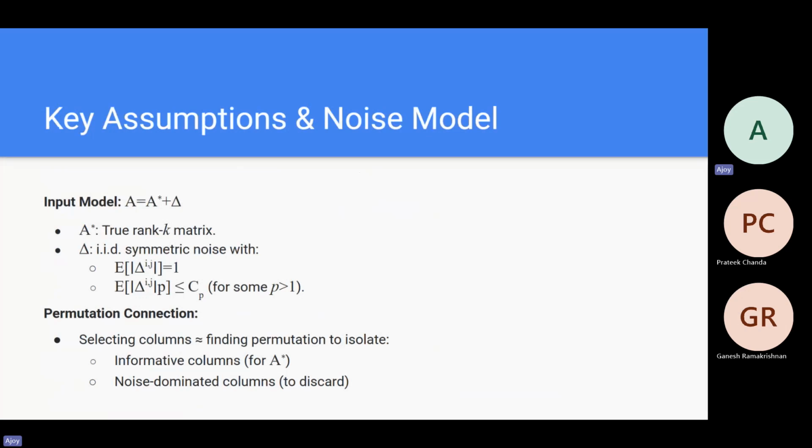And what is the permutation connection here? We are using k informative columns for constructing a B matrix, and we are discarding the noise dominated columns. Where noise is large, we discard them and instead choose the columns which have low noise.